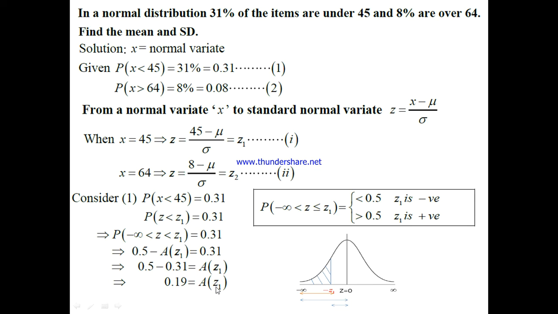So when our Z value is 0.5, then we can get the area as 0.19. But our Z value, that's Z1 value, is negative. So let us consider this as minus 0.5, not just 0.5.